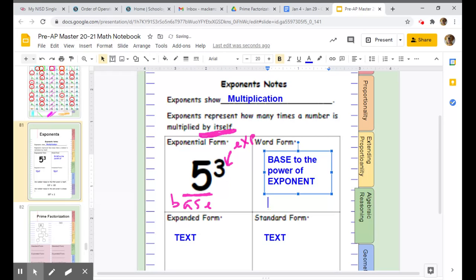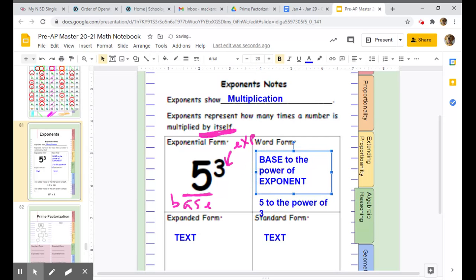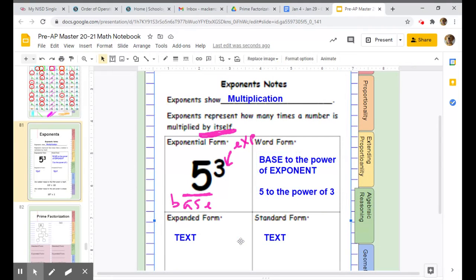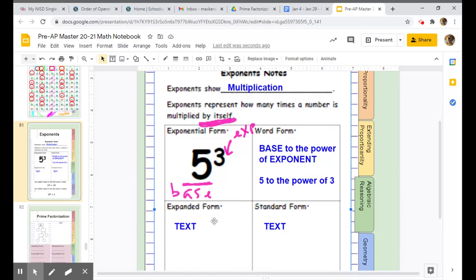So for this one, it would look like this. It would look like 5 to the power of 3. Okay, that's what this one here would look like. It would say 5 to the power of 3. Okay, and that's how you would write it in word form. Okay. The next one is called expanded form.